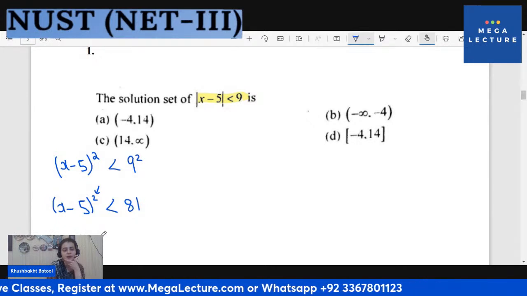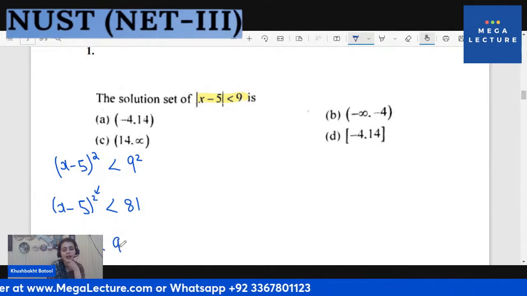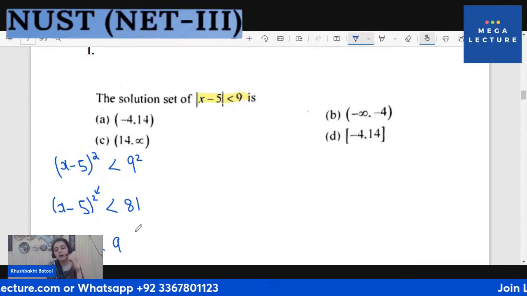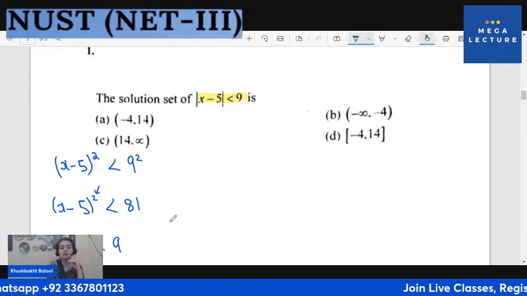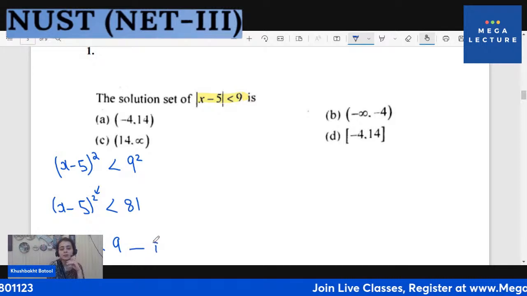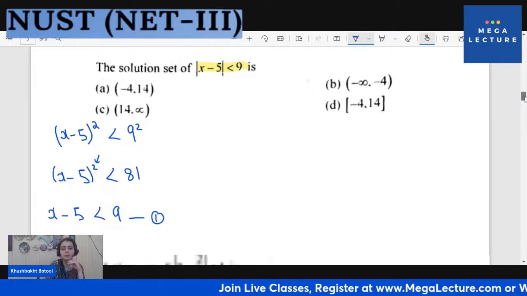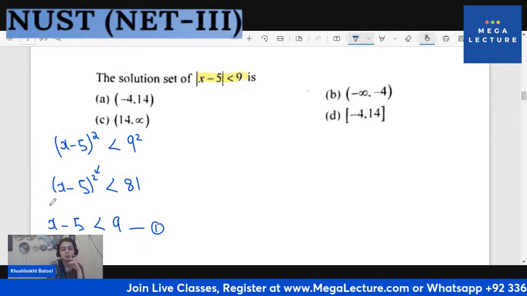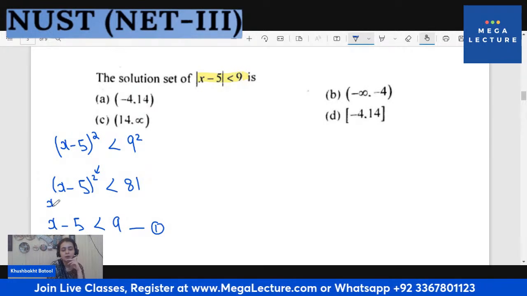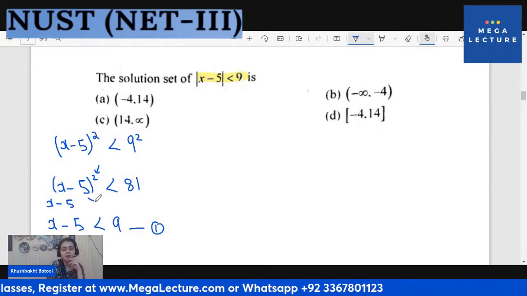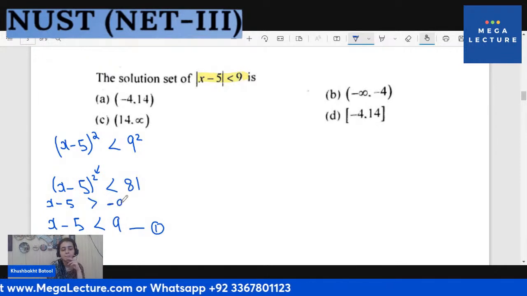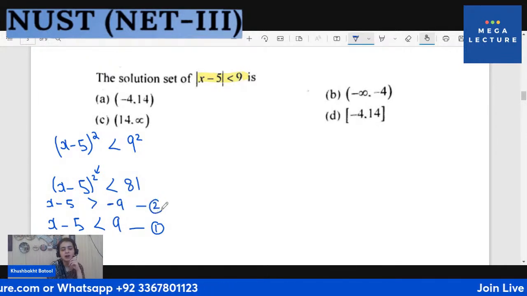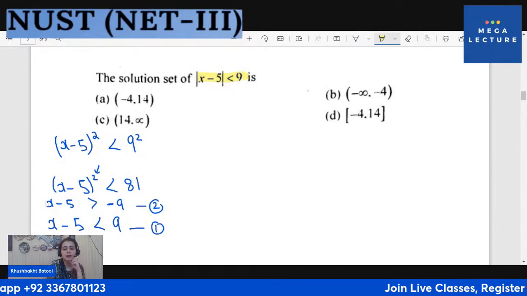I would get x - 5 < 9, and when I move the minus 9 over there, the sign of inequality would change. This would be my first inequality, and the second one, I'll write it on top of it, is x - 5 > -9. So these are my two inequalities. I will repeat this, just don't worry, okay?